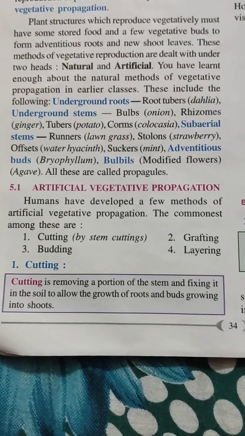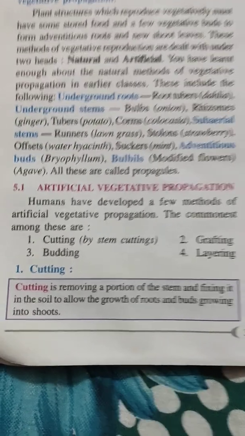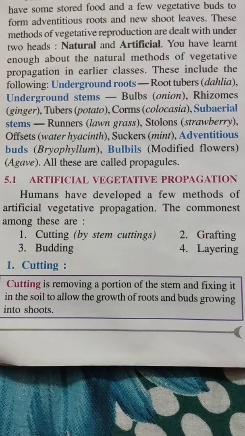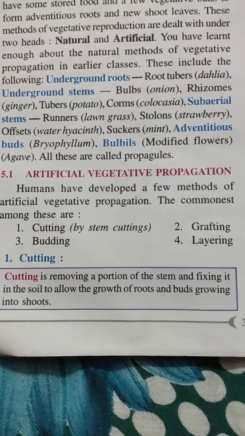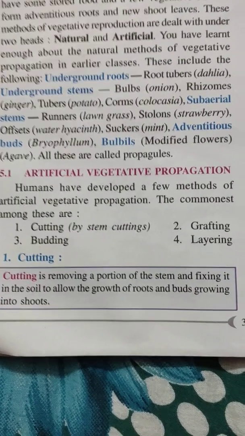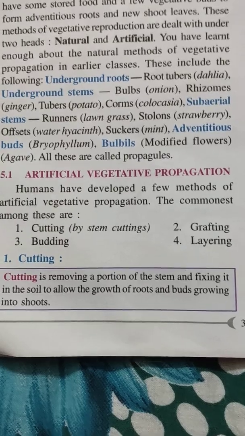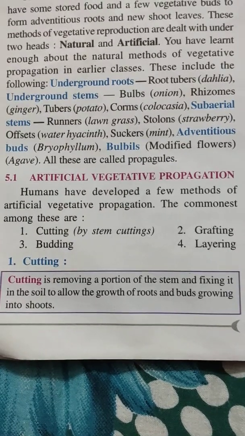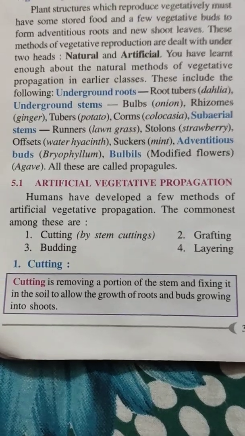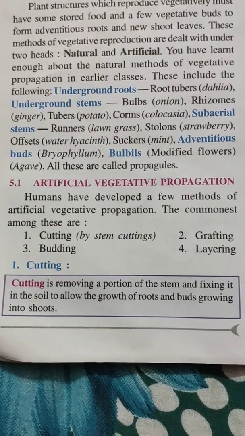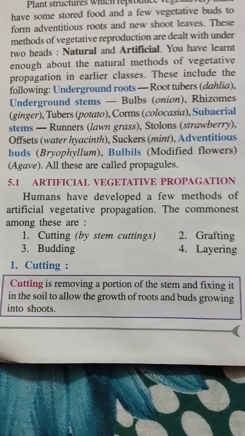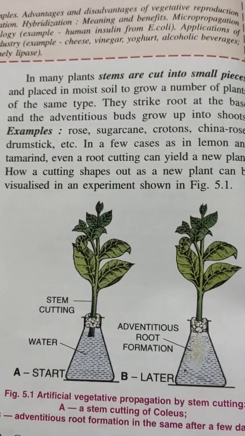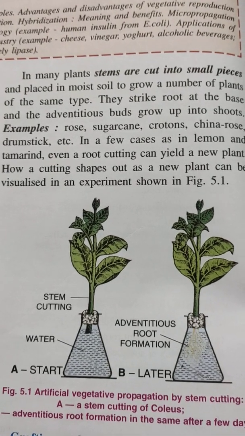So cutting is removing a portion of the stem and fixing it in the soil to allow the growth of roots and buds growing into shoots. This is the simplest way to get vegetative propagation. In many plants, stems are cut into small pieces and placed in moist soil to grow a number of plants of the same type. They strike root at the base and the adventitious buds grow up into shoots. Examples: rose, sugarcane, crotons, china rose, etc.